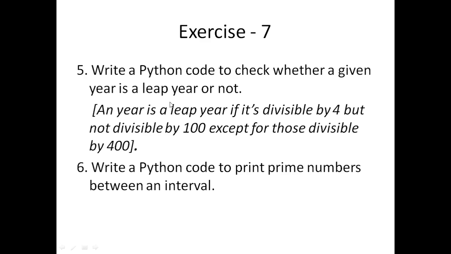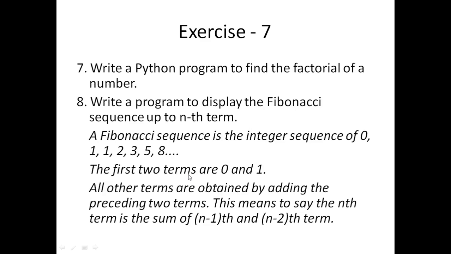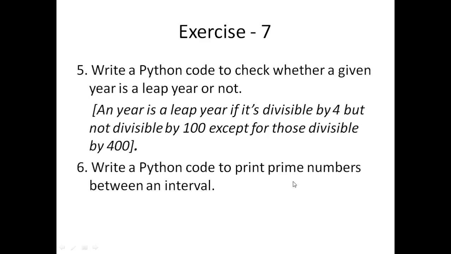Then to check leap year or not, we have already seen this. We have to use this logic here. The same program we have seen. Then we have already seen the Python prime number program. But here we have to print prime numbers between an interval. So we have to enter some interval like 2 to 25. Then we have to print all the prime numbers between 2 and 25. So you can simply do this program.